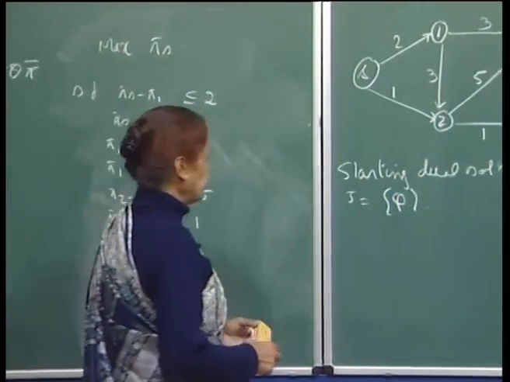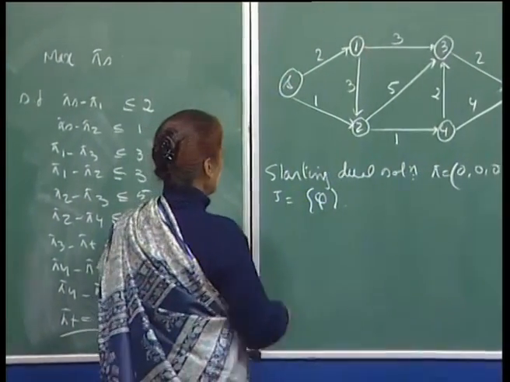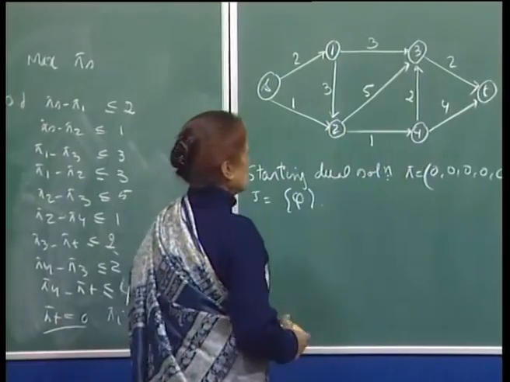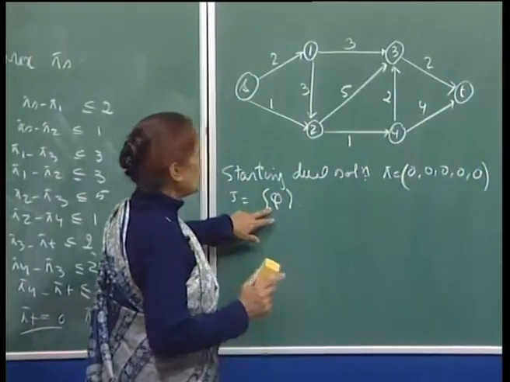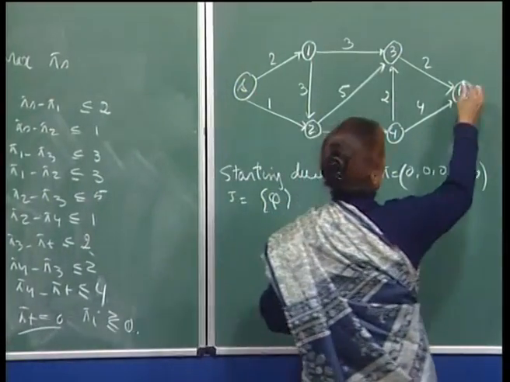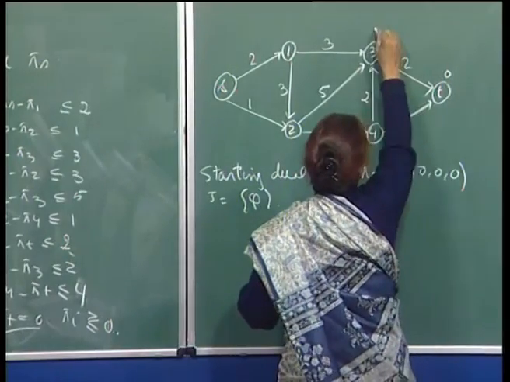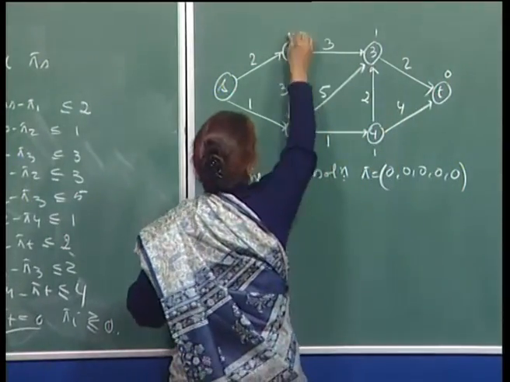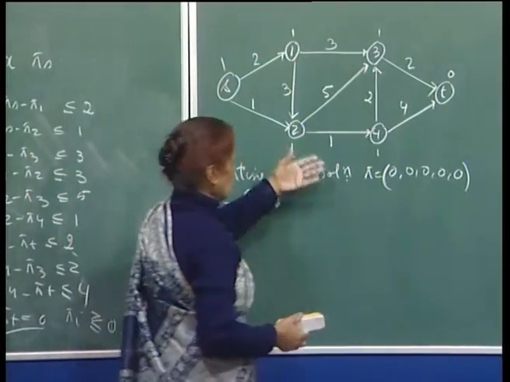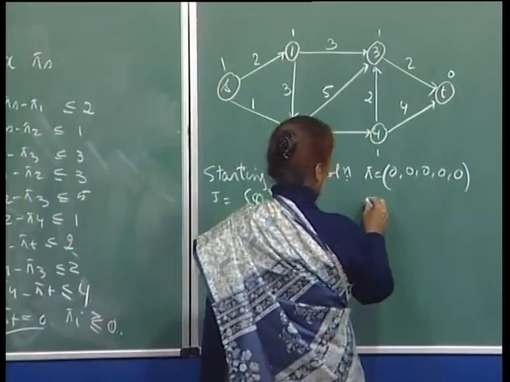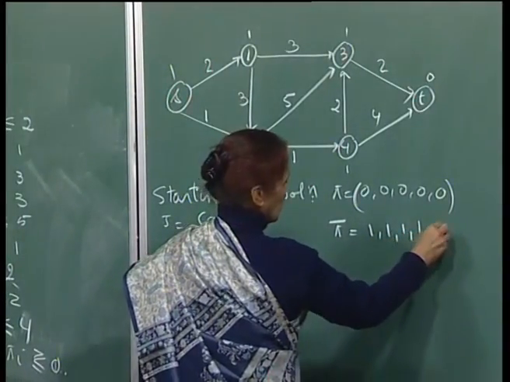So, J is empty. Remember, since J is empty, there are no admissible arcs. So, I will write the values of the restricted dual here. This is only 0 and all others are 1, 1, 1 and 1. So, you will have to write pi bar as 1 1 1 1.